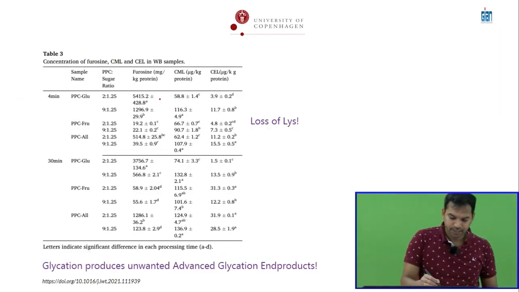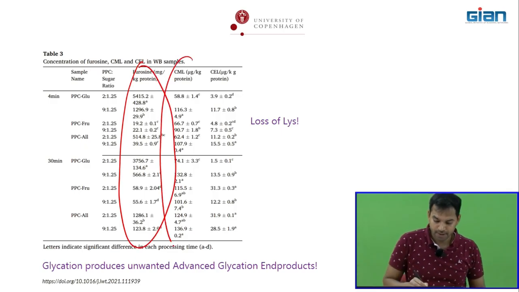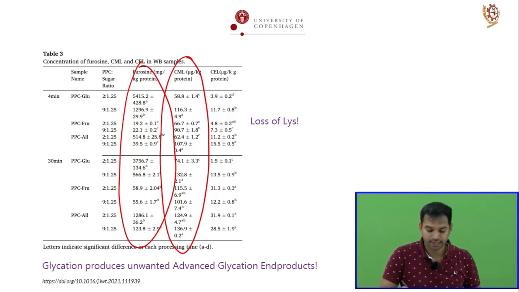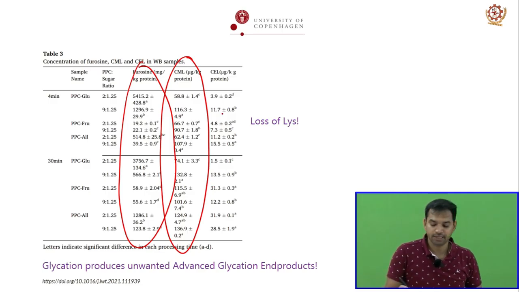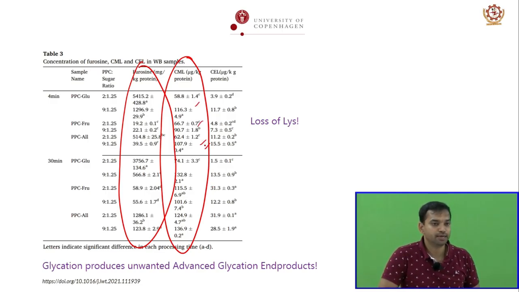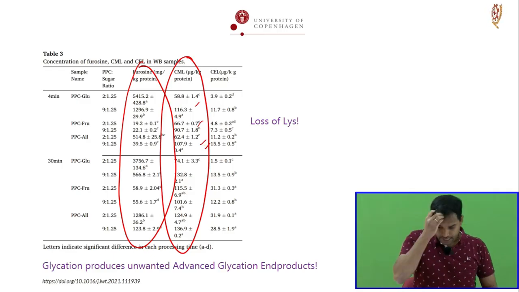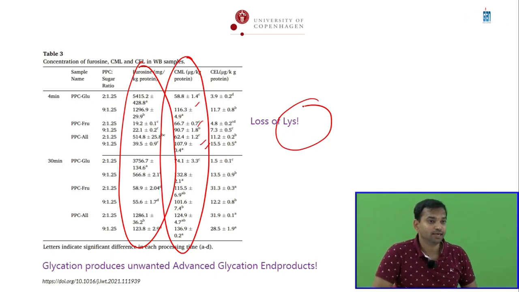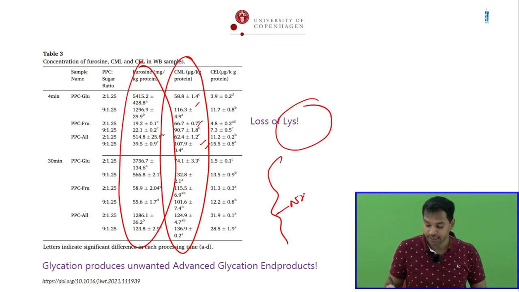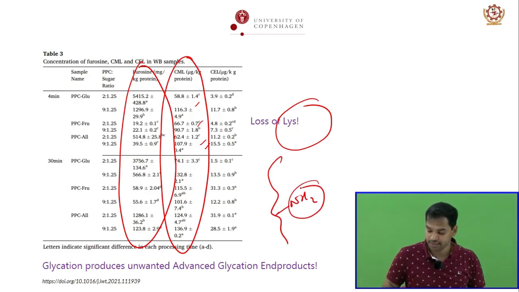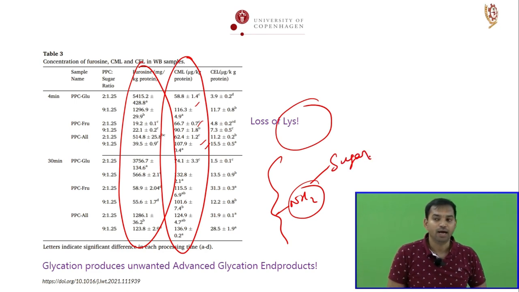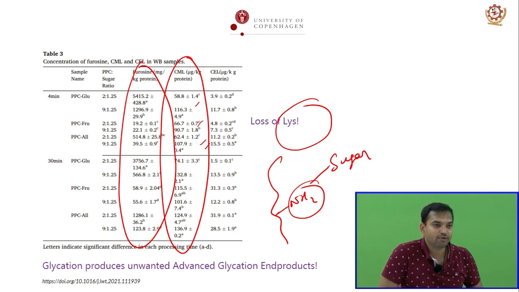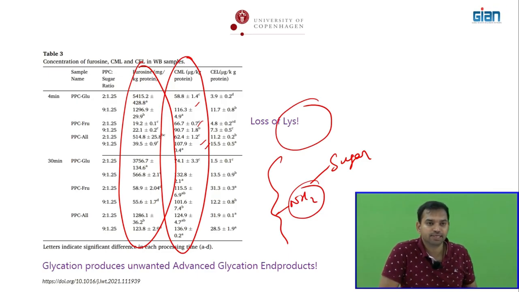This is the example here that shows how many unwanted compounds form. CML is an advanced glycation end product. You can see that by doing this glycation, you produce a good amount of unwanted compounds that might have a health consequence. One of the biggest challenges here is that, due to the glycation, we lose the lysine. Lysine is an essential amino acid. During glycation, you basically react mainly with lysine residues. Lysine reacts with sugar. So most of the plant proteins have less lysine, and now you are modifying them. It's not good. Am I clear?